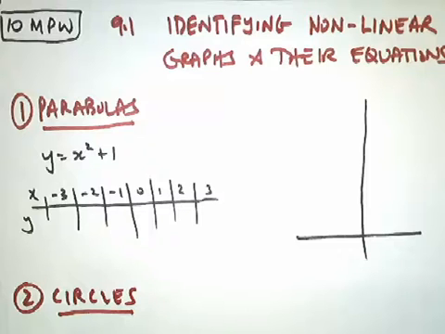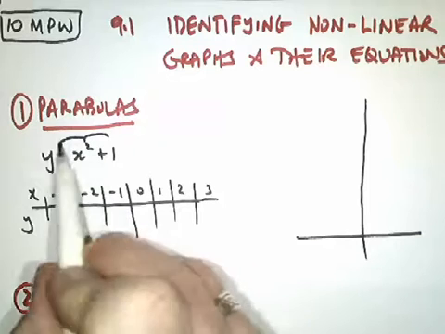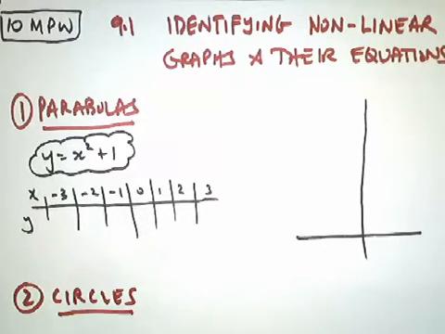This is for 10 meters pathway, and it's identifying nonlinear graphs and their equations at a 9.1. There are three types of nonlinear graphs presented: parabolas, circles, and hyperbolas. Initially parabolas. Let's look at the example of y equals x squared plus 1.